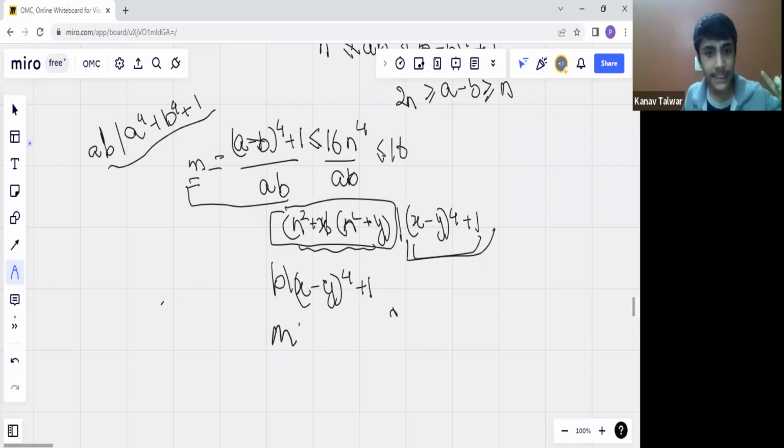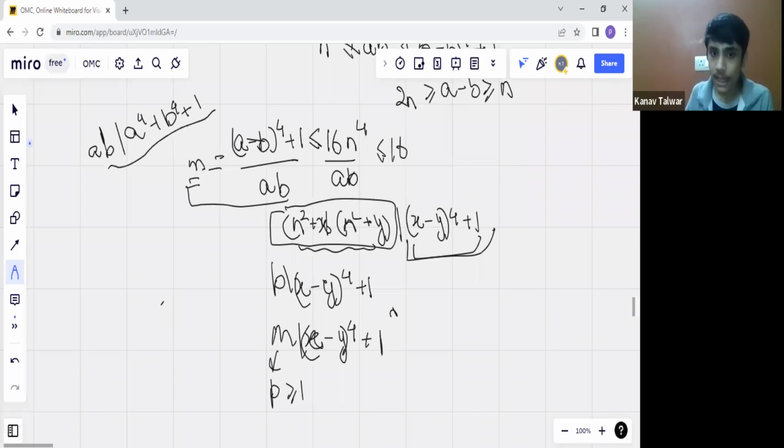Final move. So we have that m divides x minus y to the 4 plus 1, right? We also had this. So the exact same idea also happens to be true with m. That is, if m had a prime factor p, we could still say that p is at least 70. And hence, just because p divided m, we have that m is also at least 70. But m is less than or equal to 16. Contradiction. Thus, m does not have any prime factor. Hence, m must be 1.